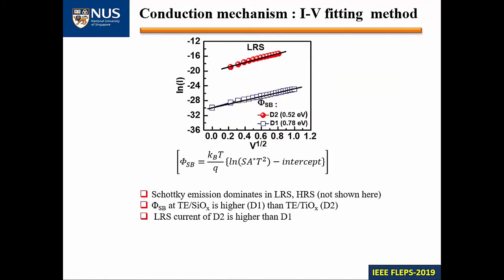We also investigated the conduction mechanism. Here is the linear fit of log I versus root of voltage. This figure confirms that Schottky emission is the dominant conduction mechanism in the LR state. The extracted Schottky barriers for D1 and D2 are respectively 0.78 and 0.52. So the Schottky barrier is lower in D2 than in D1, and you can expect a higher leakage current in D2 than in D1.